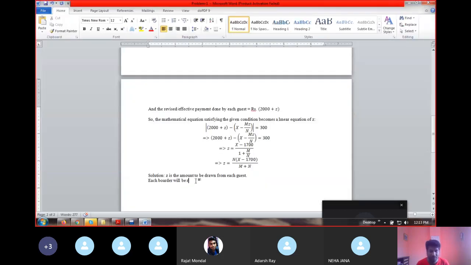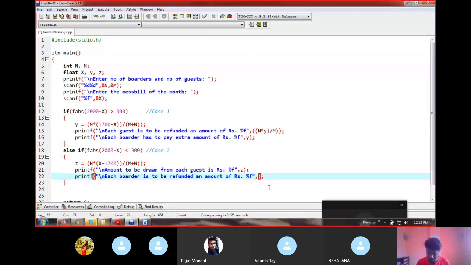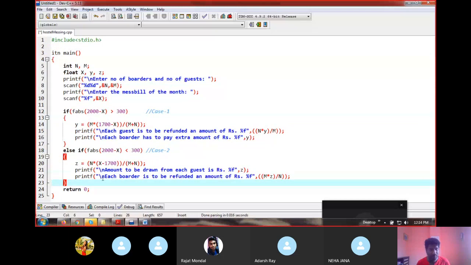Each boarder will be refunded back an amount of rupees z, mz by n, mz by n. M star z. Well, then return 0. That is the problem.